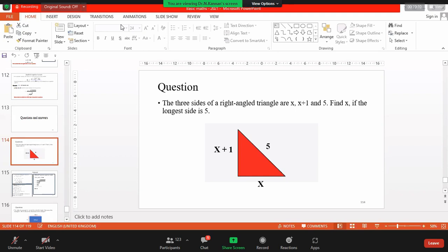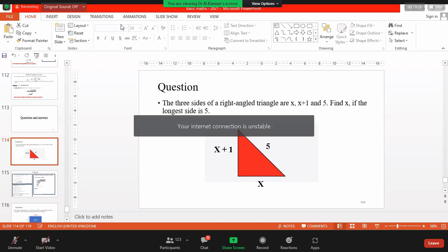audience. You agree? Abhishan, you agree? Yes, sir. Yes, otherwise, you will be dormant.